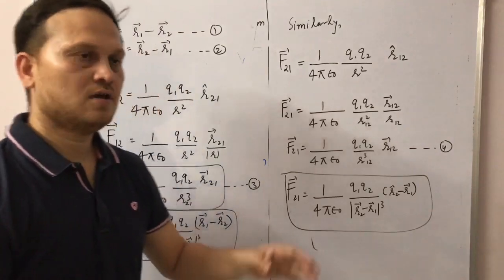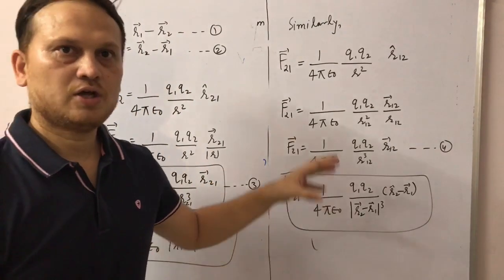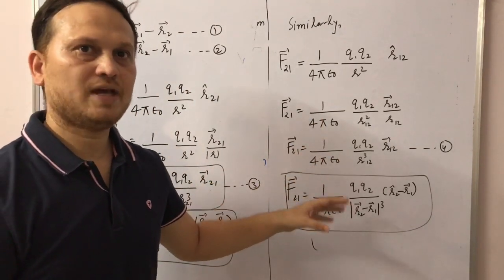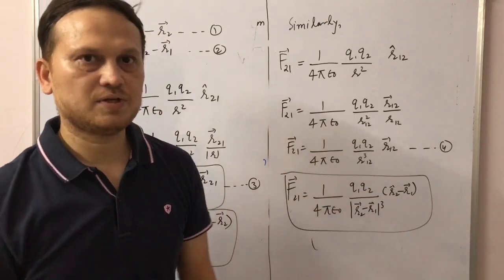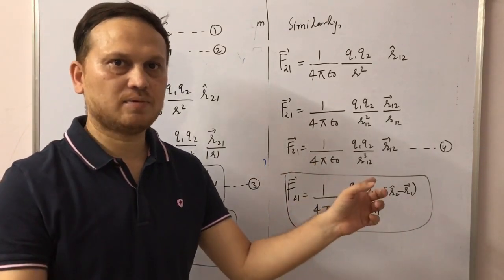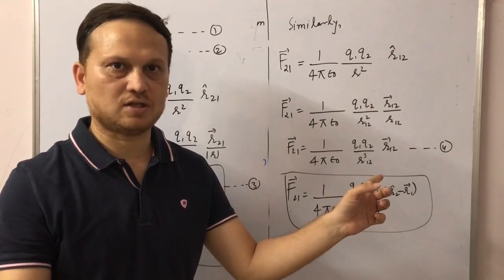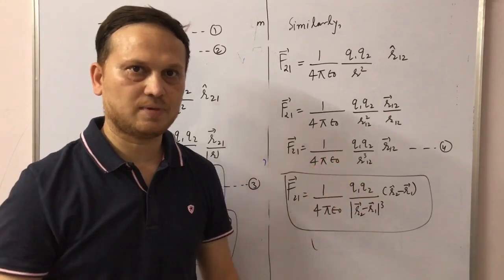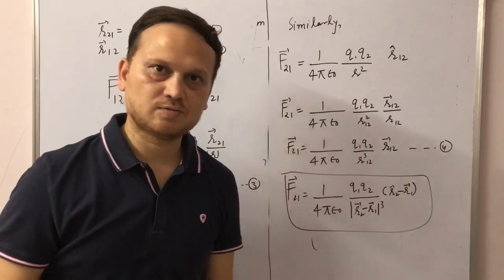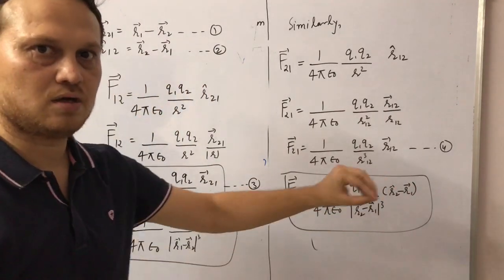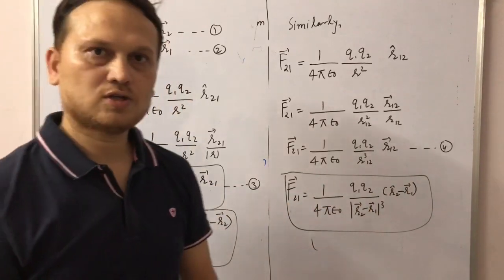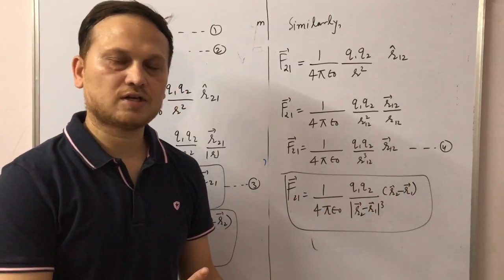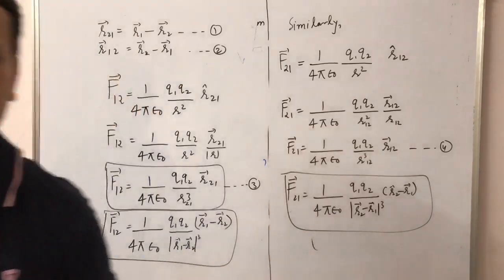See, this is the formula for repulsion. You can also make a formula for attraction. For attraction the direction will be changed. Here the direction will be like this because they are repelling each other. For attraction, the unit vector direction will change. The formula is similar, the only thing is that the direction will change. So understood, this is Coulomb's law in vector form.